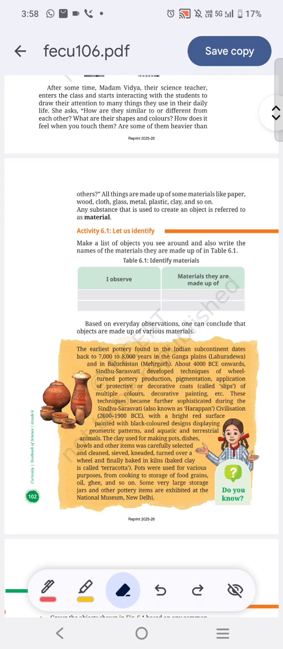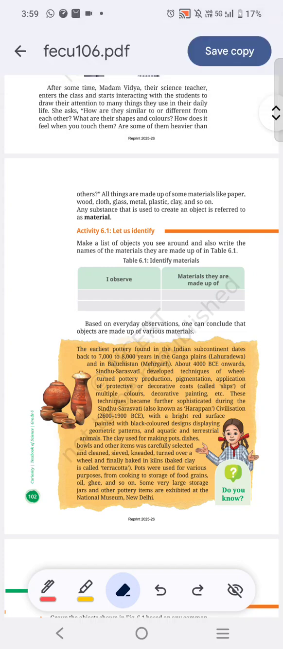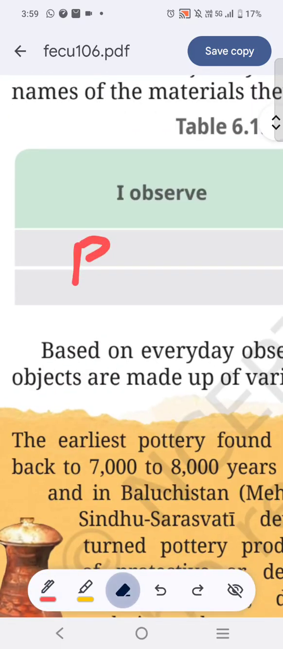Now, activity 6.1. Let us identify. Make a list of objects you see around and also write the names of the materials they are made up of in table 6.1. Okay, I'll just write a few. Let's take a pencil. Really sorry, students, I can't write this neatly, but I'll try.